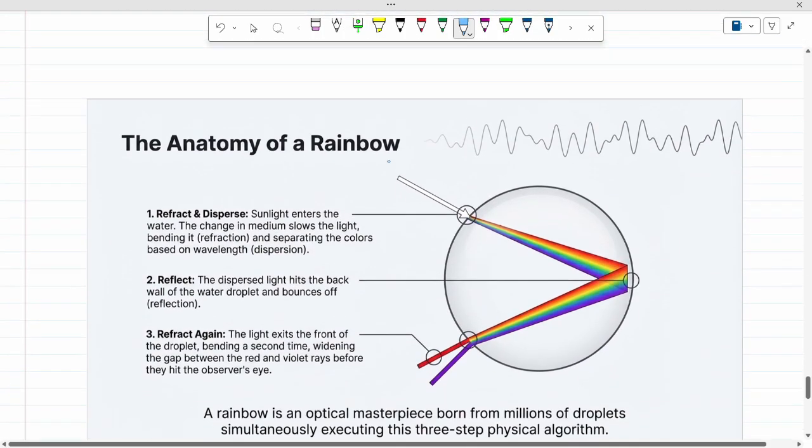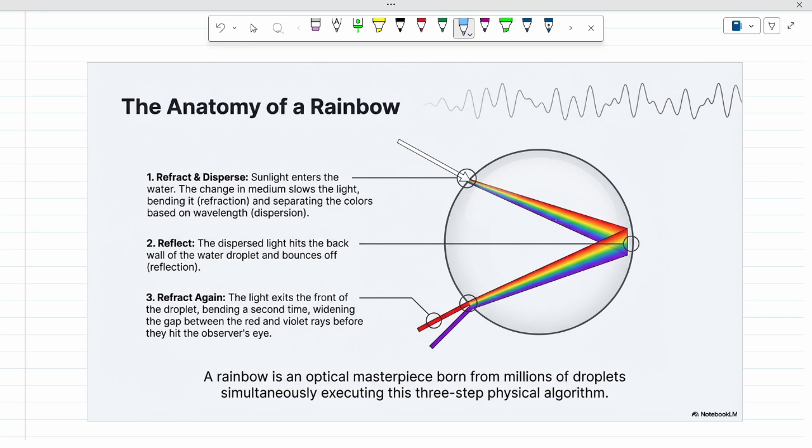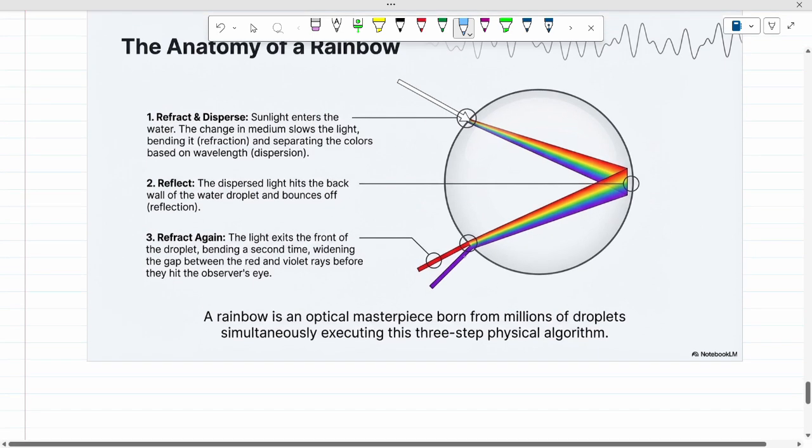The anatomy of the rainbow, that's just dispersion. If you've seen double rainbows, it's because of a double reflection within the material, within the droplet. You can look it up.